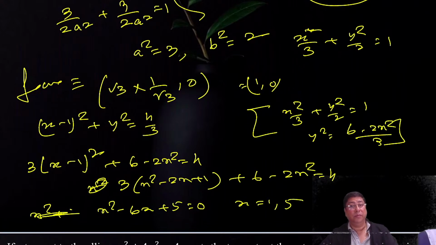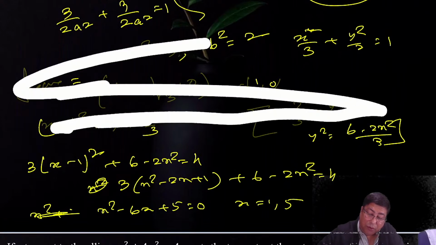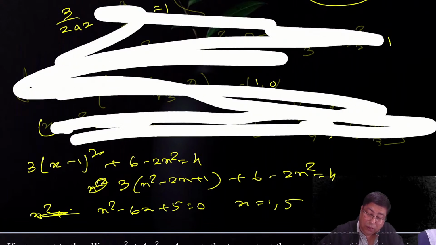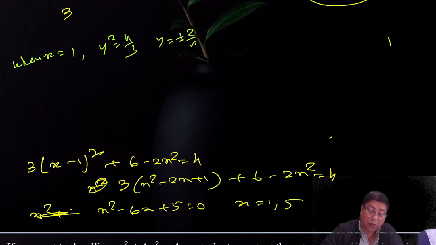This is somewhat long calculation sum. Now x equal to, we got the value. Now there are some part which I have to change. So we got x equal to 1 and 5. When x equal to 1, y square is coming what? Y square equal to 4/3. So y equal to plus minus 2 by root 3.